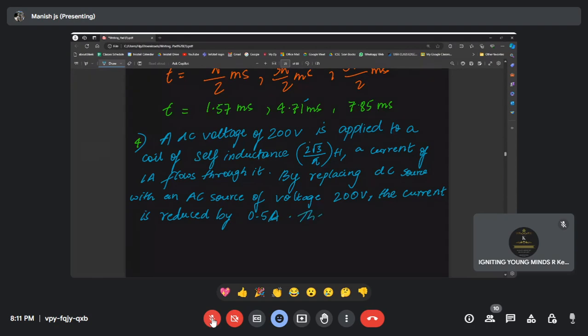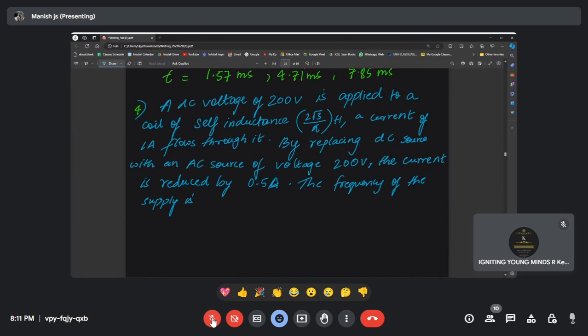The frequency of the supply is, so they're asking you what is the frequency of the supply. I'm giving you the options. Option A, 100 hertz. Option B, 75 hertz. Option C, 60 hertz. And option D, 50 hertz. Okay. So these are the options.